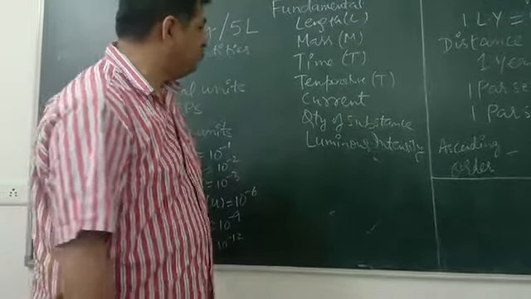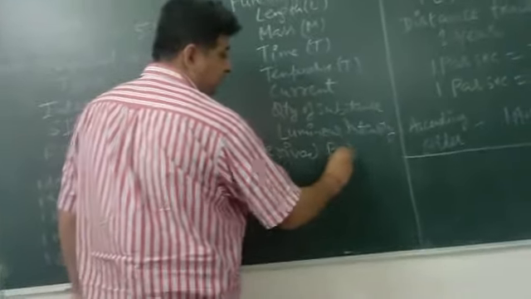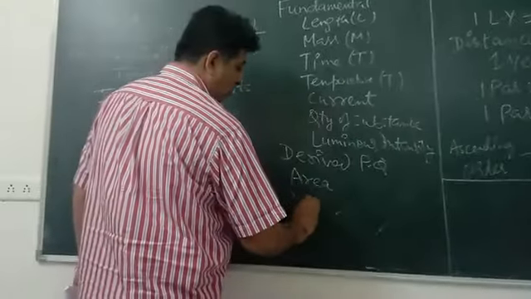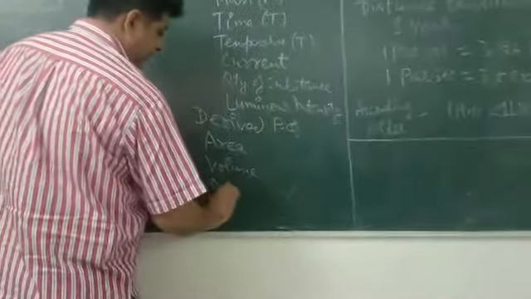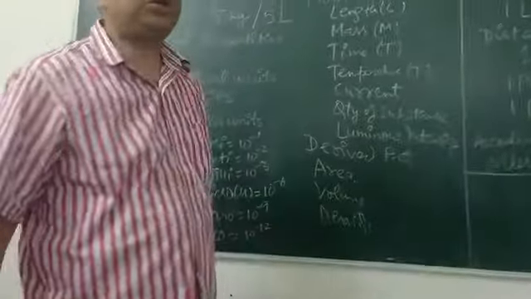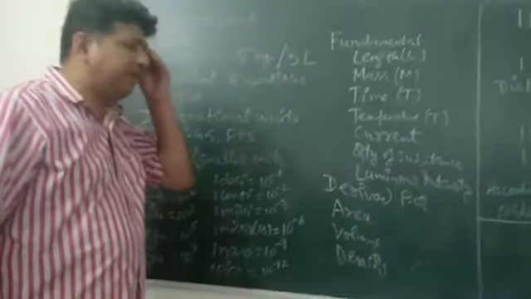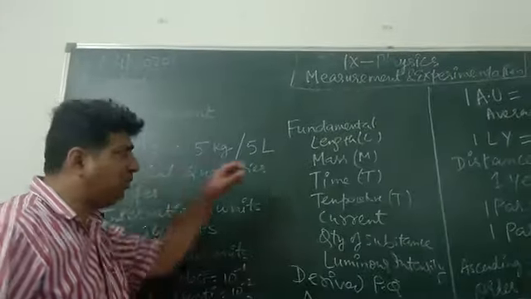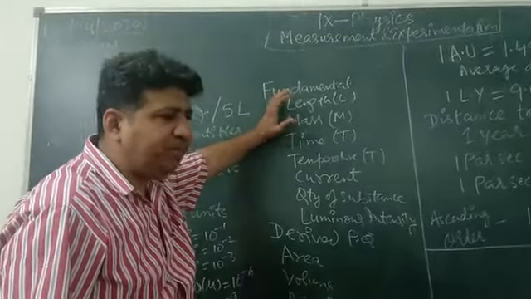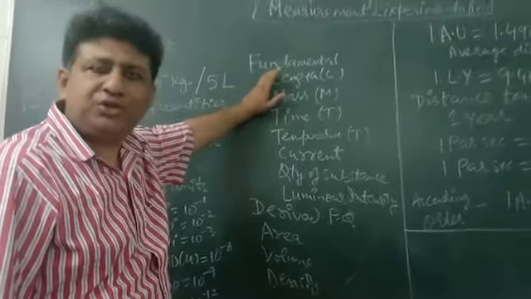Now there are derived quantities in addition. Derived physical quantities like area, volume, density, speed, velocity, acceleration, force, many more to come. Now, how do we define them? What are fundamental quantities? Fundamental quantities are those physical quantities which do not depend upon any other physical quantity for their calculation.